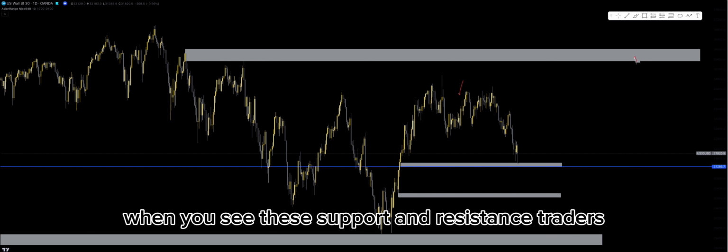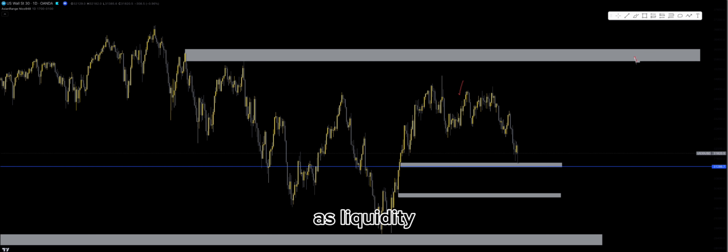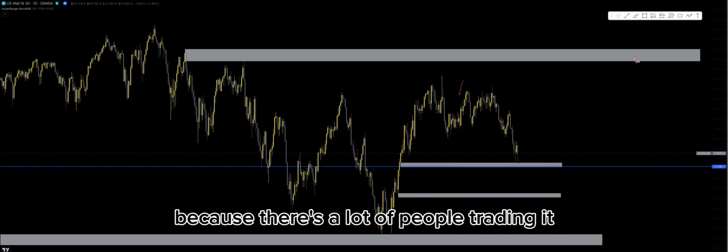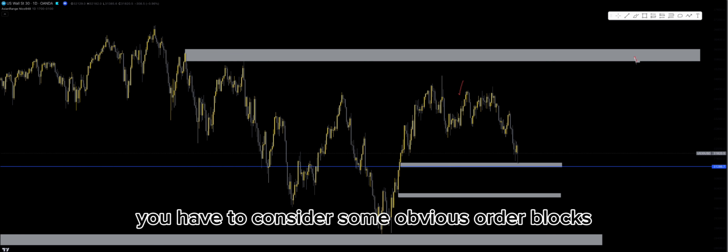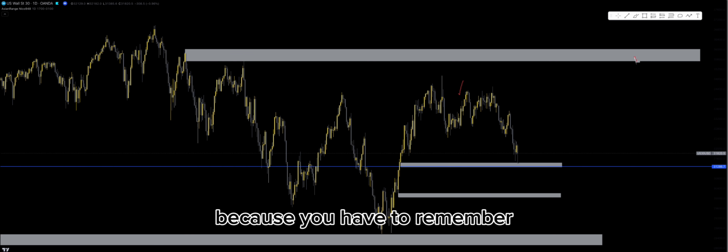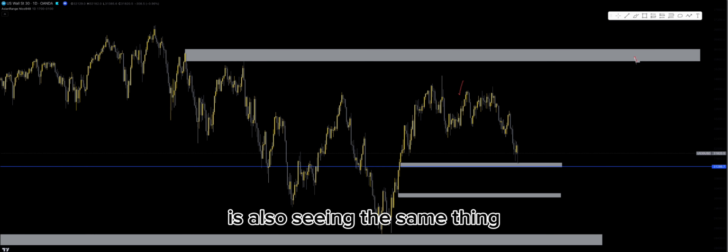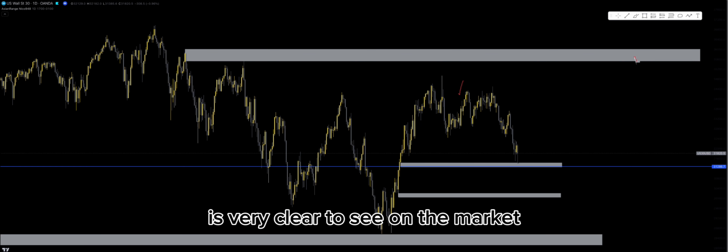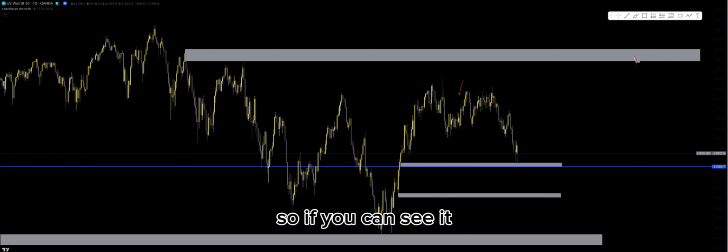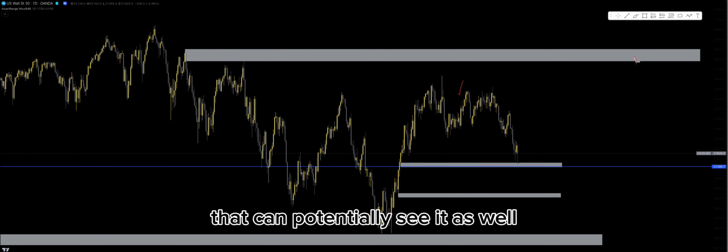The same way you see these support and resistance traders as liquidity because there's a lot of people trading it, you have to consider some obvious order blocks as liquidity as well, because you have to remember, everyone that's trying to jump on SMC is also seeing the same thing you're seeing, a bearish engulfing or bullish engulfing. It's very prominent, it's very clear to see on the market. So if you can see it, chances are there's a lot of other people that can potentially see it as well. So you need to consider this.